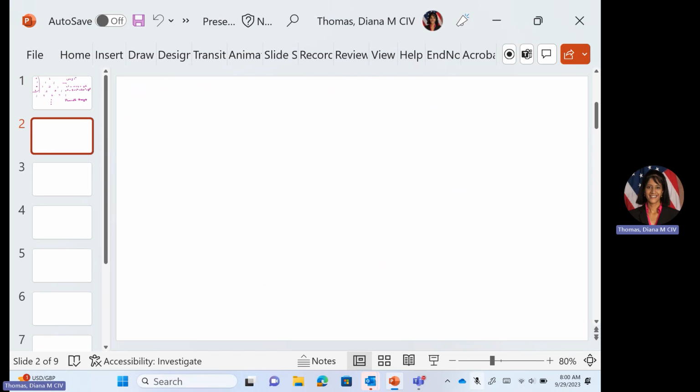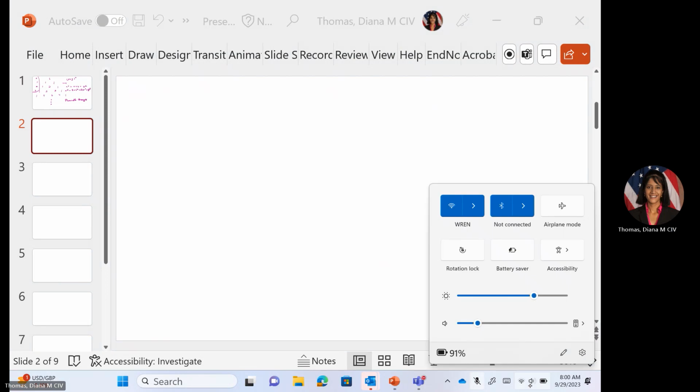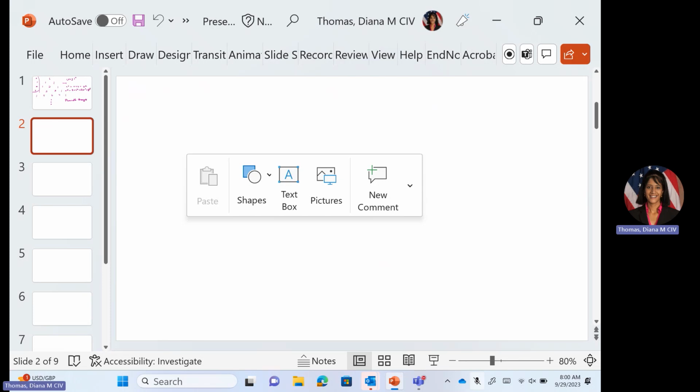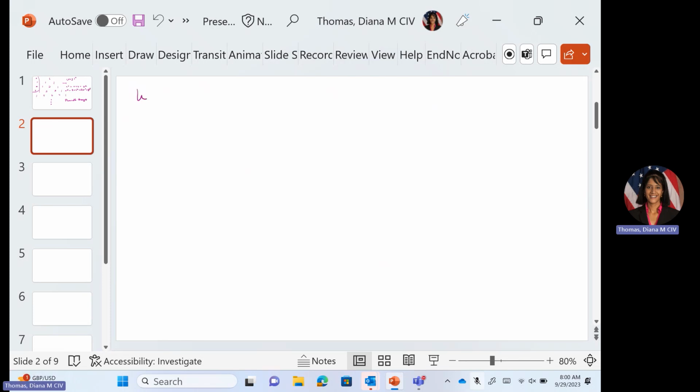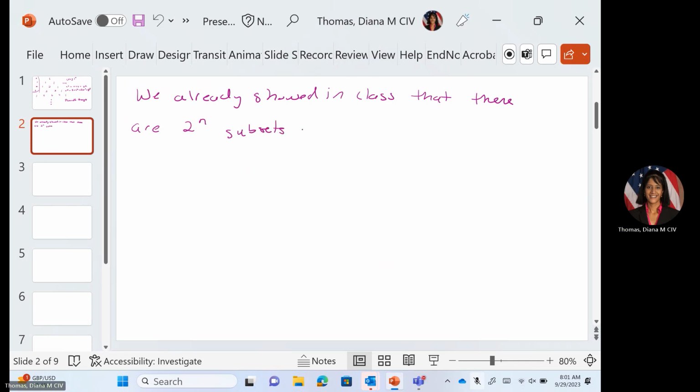Okay, so let me go back to the case where we did a couple of counting things. We already showed in class, with proof, that there are 2 to the n subsets of an n element set.